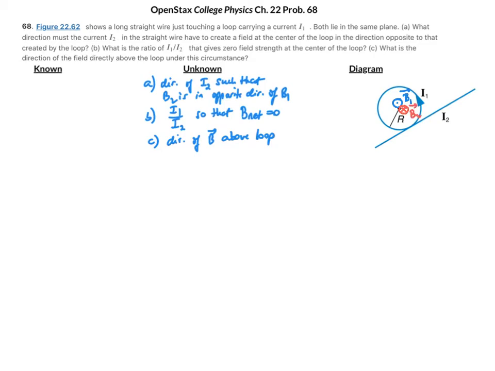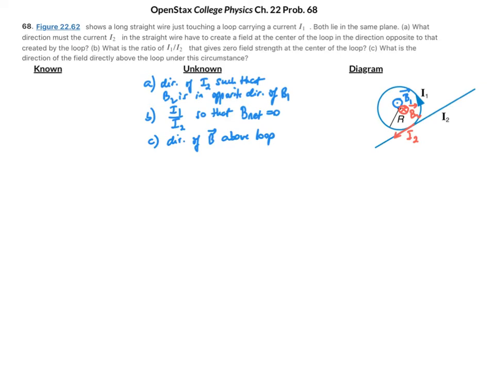So then what is the direction of the current? Well, now we place our bent fingers inside the loop, and our thumb is going to go in this direction then. So this is the direction of I2. So we're done with part A.